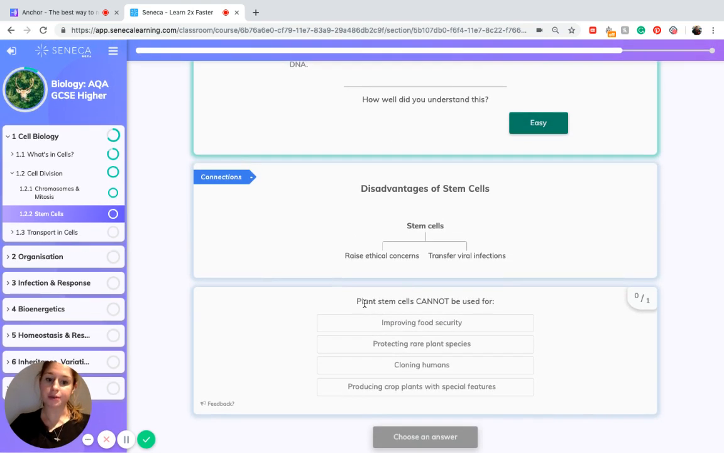But we also should consider what plant stem cells can be used for. So we know that they could be used for improving food security, for example, if they had a disease-resistant gene in them. We know that they can be used for protecting rare plant species, and we know that they can be used for producing crop plants with special features.